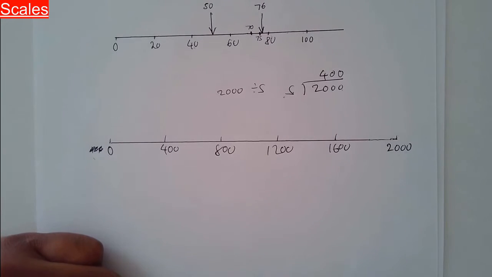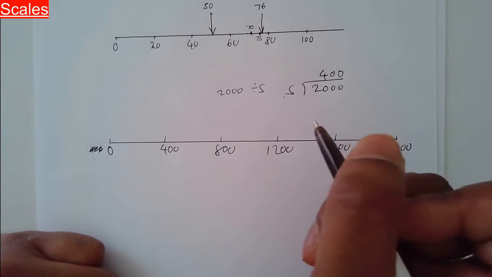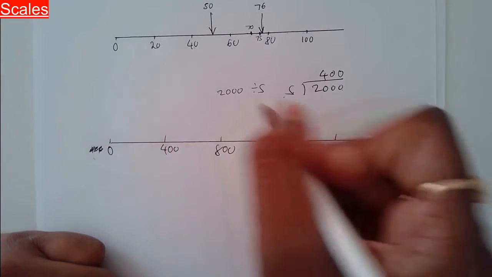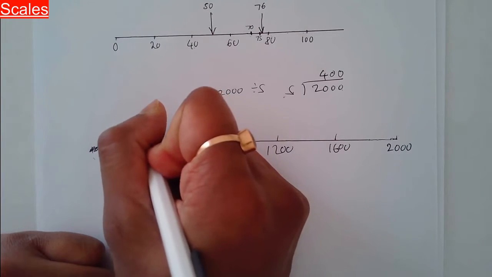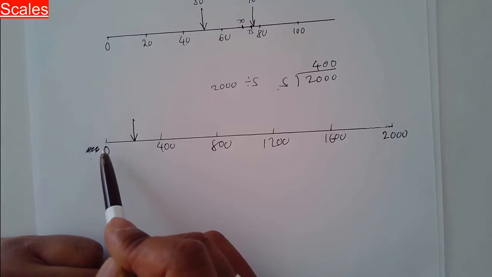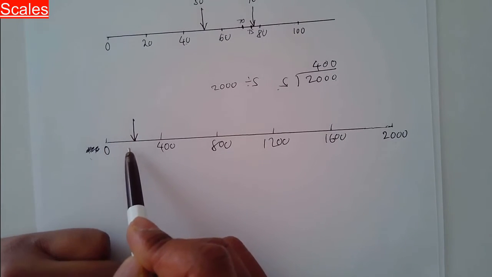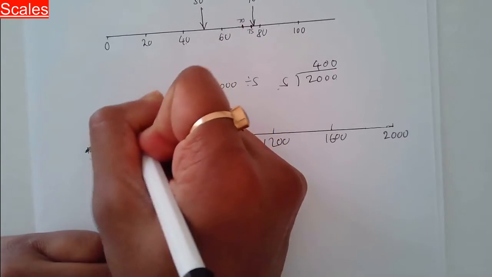So now, if I wanted to work out, let's say, what this one is, clearly that looks like as if it's between 0 and 400. The number that comes between 0 and 400 is 200.